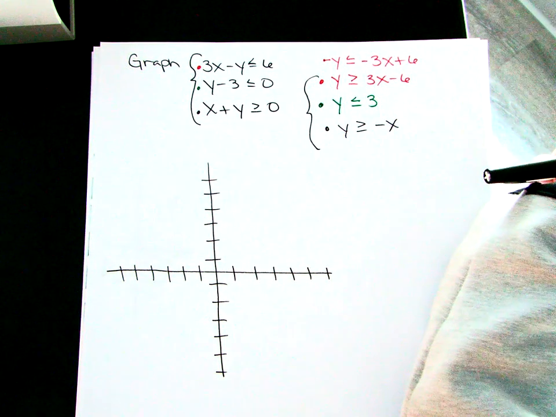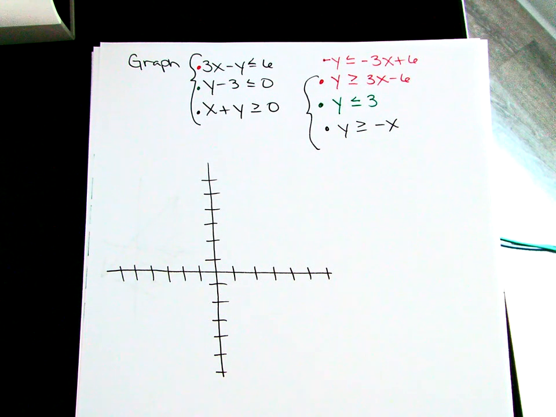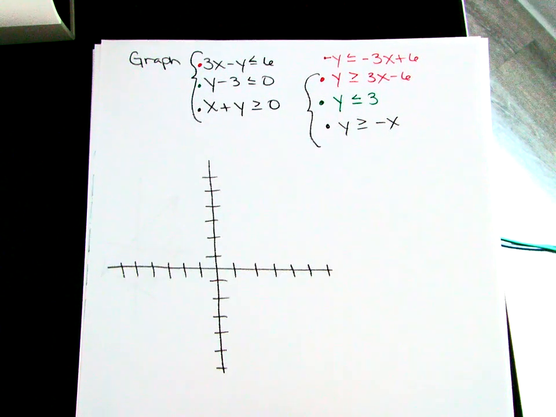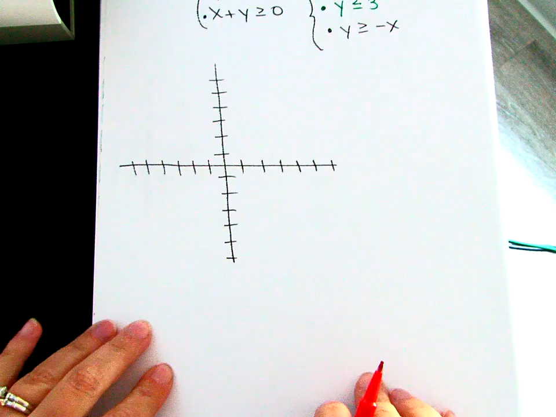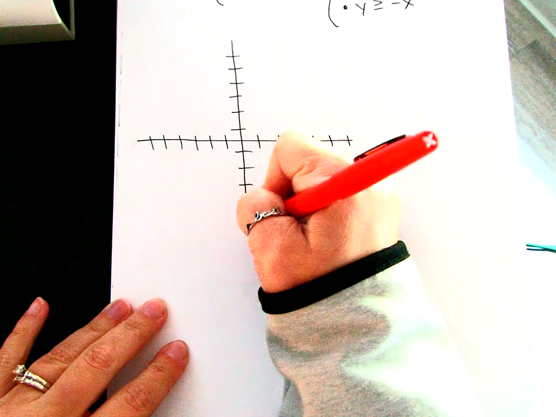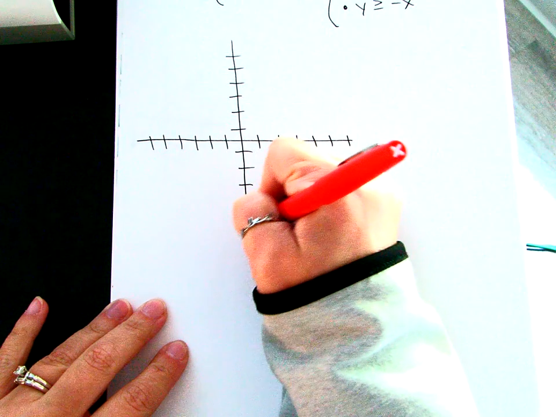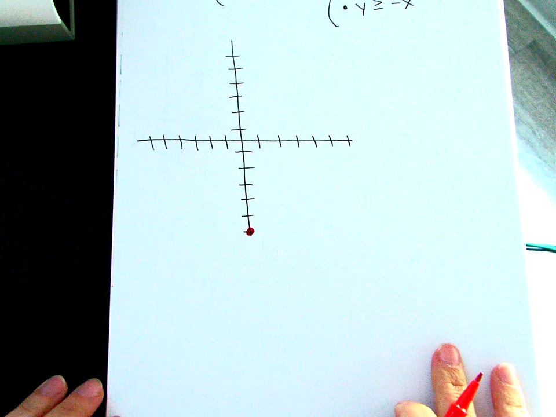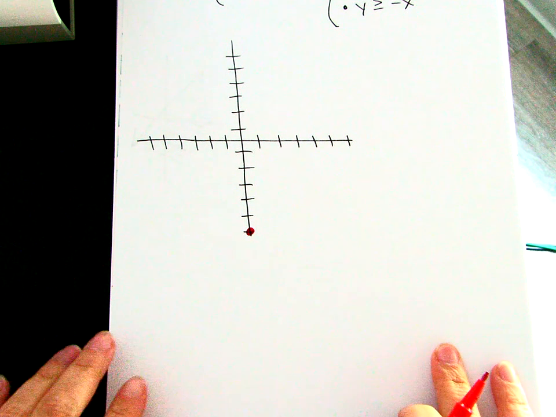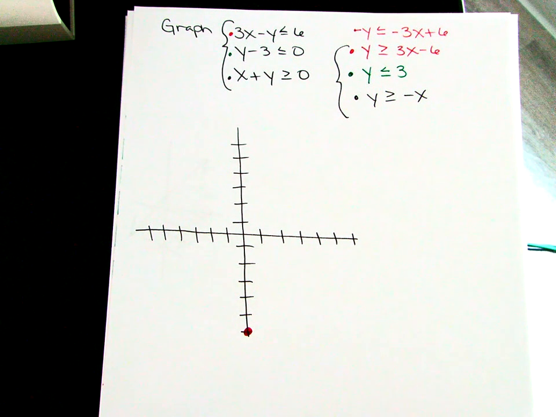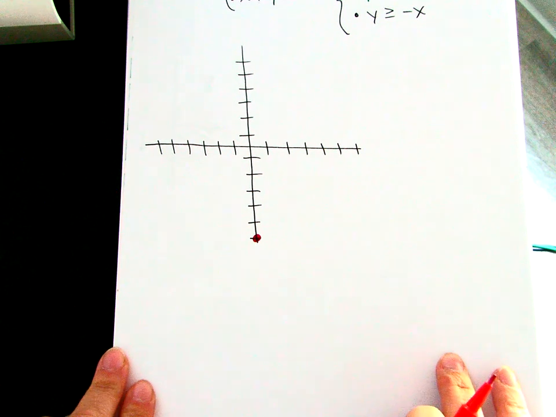Okay? So we're going to take them one at a time. I'm going to start with the top one. I'm going to graph it first. So I have y is greater than or equal to 3x minus 6. So what is the y-intercept for that? -6. So I'm going to come all the way down here to -6. 1, 2, 3, 4, 5, 6. Plot that point. And then what was the slope for that one? Yeah, +3. So I'm going to go up 3 and to the right 1.